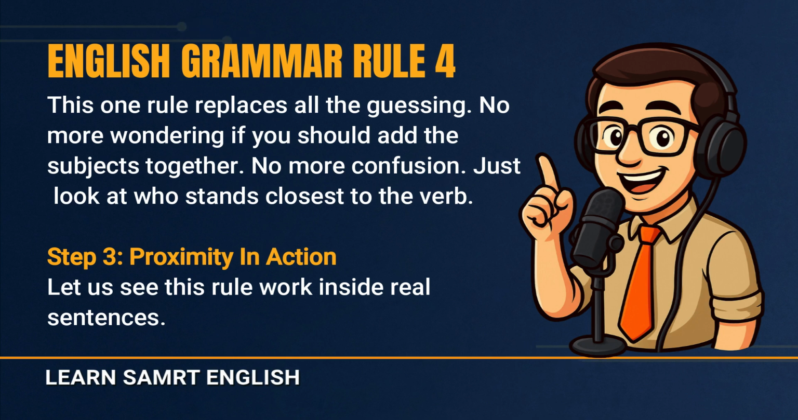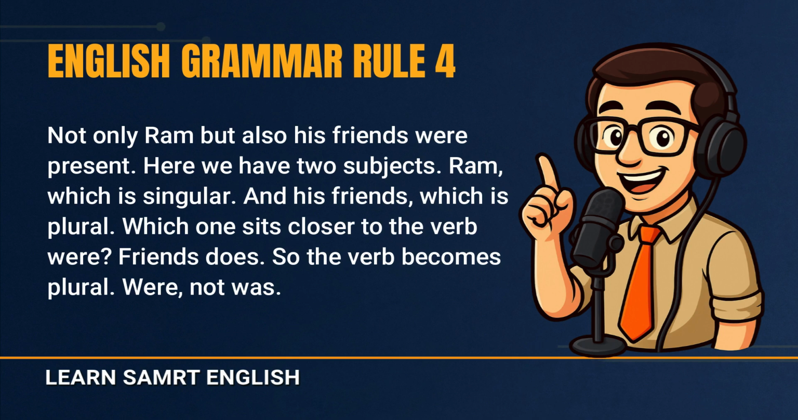Step 3. Proximity in action. Let us see this rule work inside real sentences. Not only Ram but also his friends were present. Here we have 2 subjects, Ram, which is singular, and his friends, which is plural. Which one sits closer to the verb were? Friends does. So the verb becomes plural, were, not was.